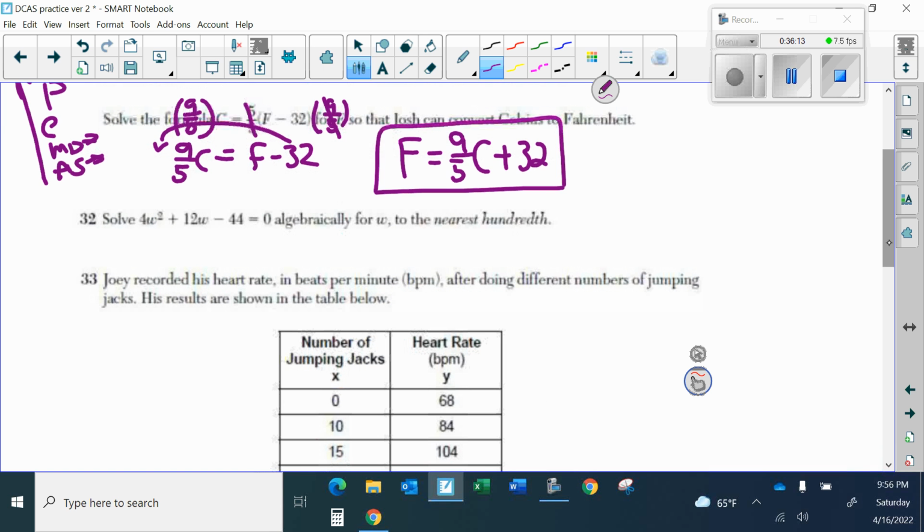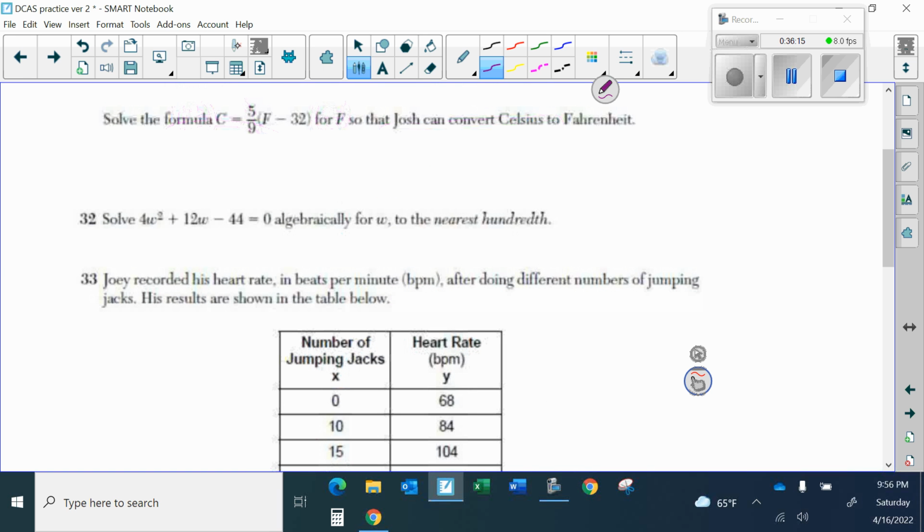Okay, solve this quadratic algebraically. Notice it's already in standard form. And it says to the nearest hundredth, so that means you're going to be able to put it in a calculator. So I could divide each one by 4 to get smaller. Okay, and I'm left with W squared plus 3W minus 11 equals 0. Okay, now you don't have to. You could just type it in.